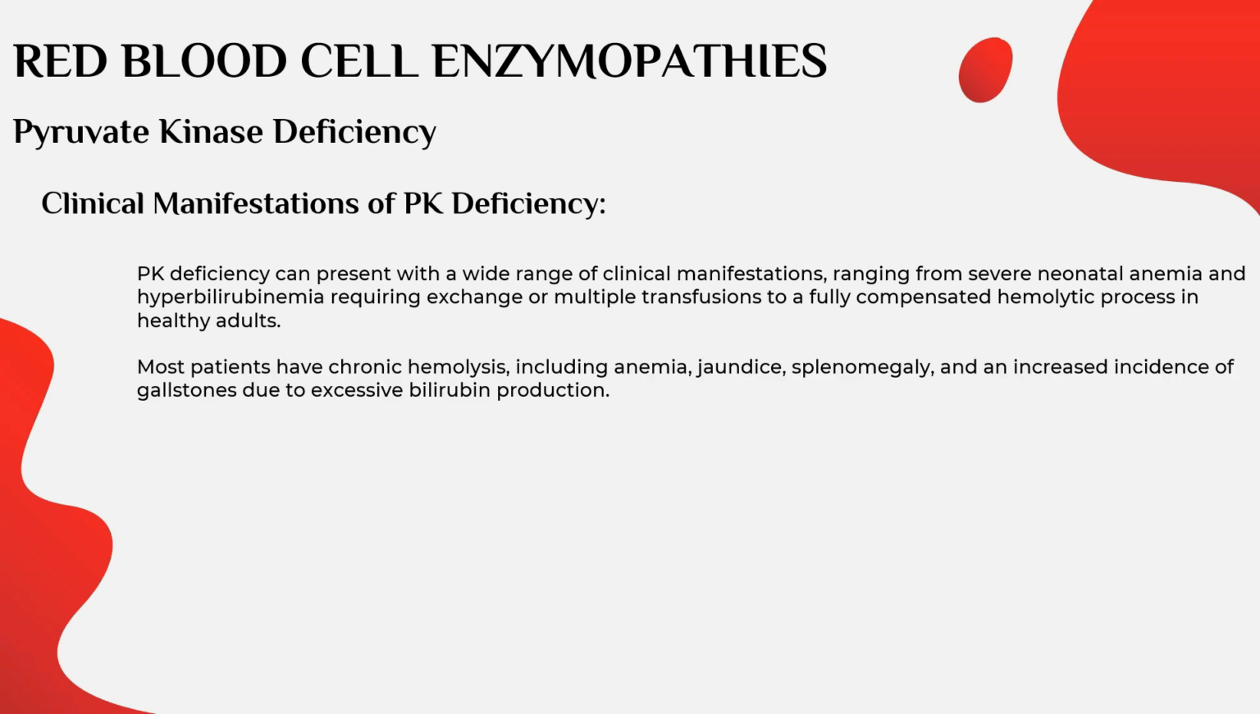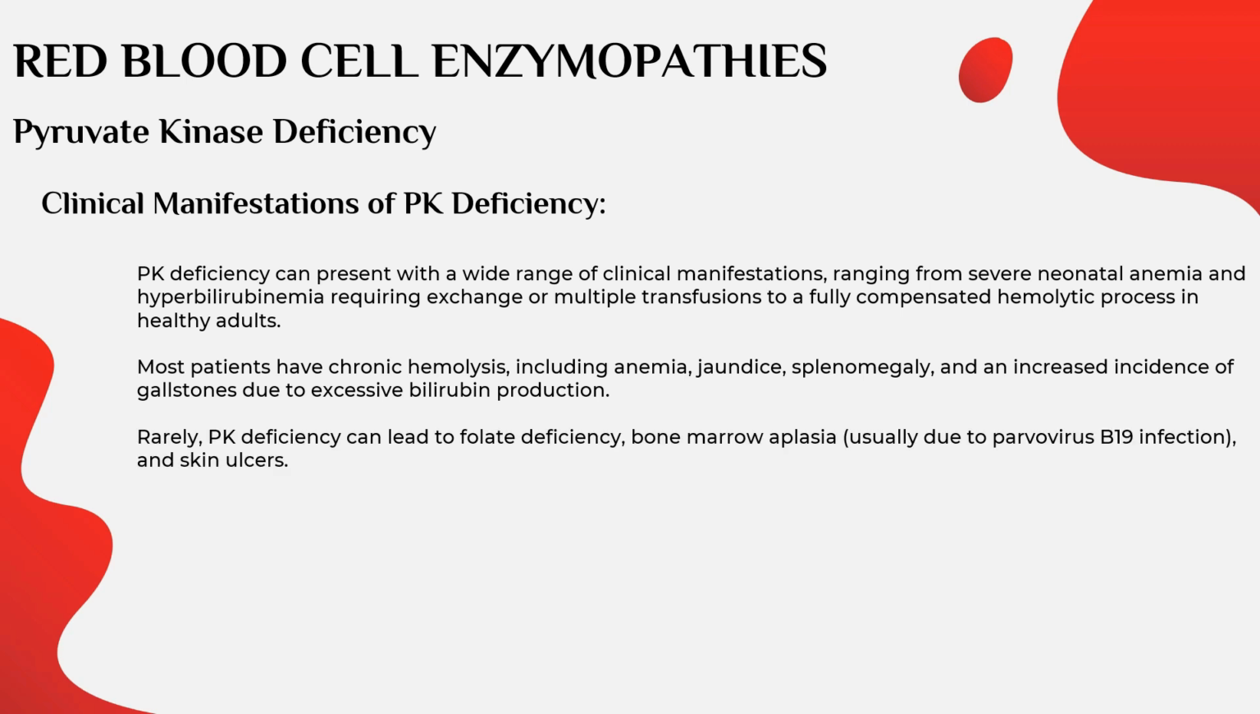Most patients have chronic hemolysis, including anemia, jaundice, splenomegaly, and an increased incidence of gallstones due to excessive bilirubin production. Rarely, PK deficiency can lead to folate deficiency, bone marrow aplasia, usually due to parvovirus B19 infection, and skin ulcers. Pregnancy carries a risk of fetal loss and exacerbation of anemia in the mother.